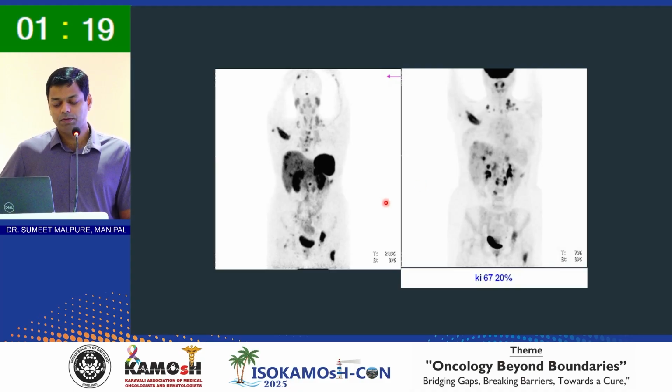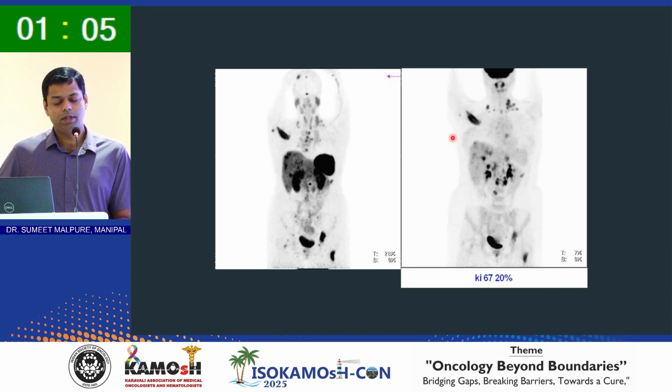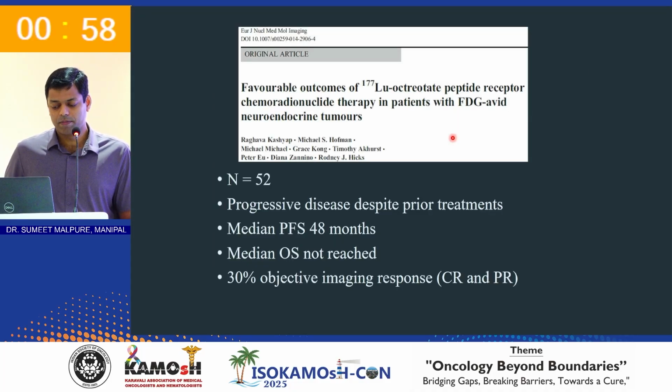So this is one more case we need to show. All the lesions are both SSTR positive as well as FDG positive. In such cases, there is a combination therapy called PRCRT. There is PRRT with the CAPTEM regimen, with which the treatment of the patient will be better.